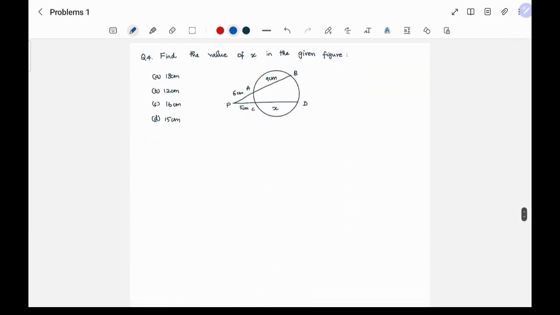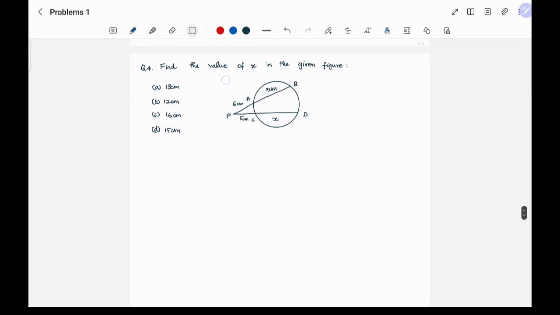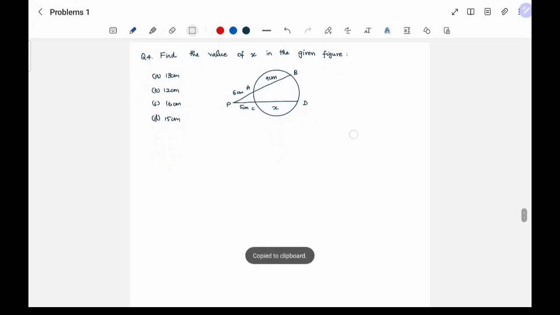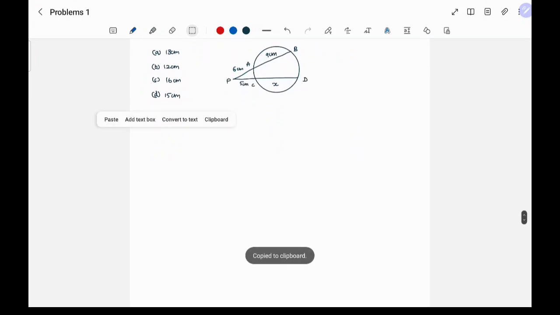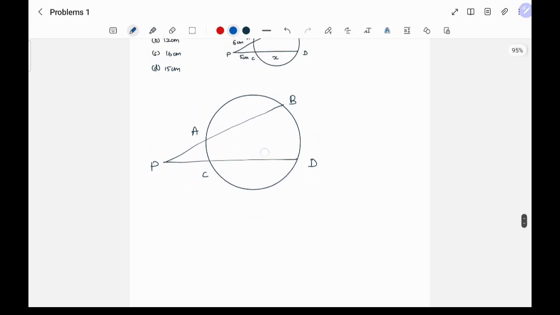Next question. Find the value of x in the given figure. Okay, so this is a little bit involved if you don't know the shortcut method. So we'll first derive the shortcut, then we'll use it directly. Okay, so suppose there is an external point and it cuts the circle at 2 points. Each line cuts at 2 points, A, B and C, D.